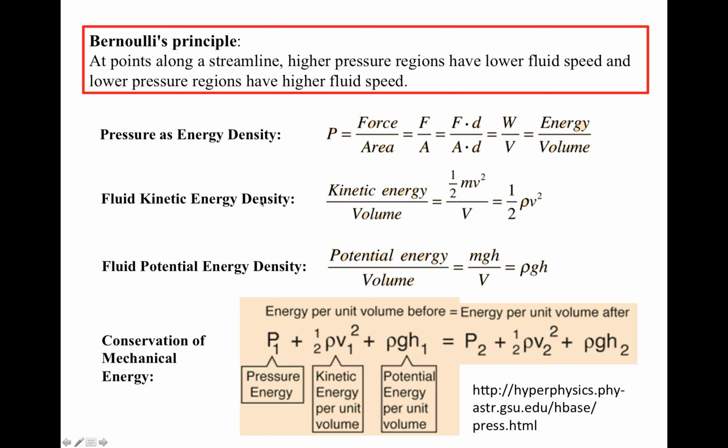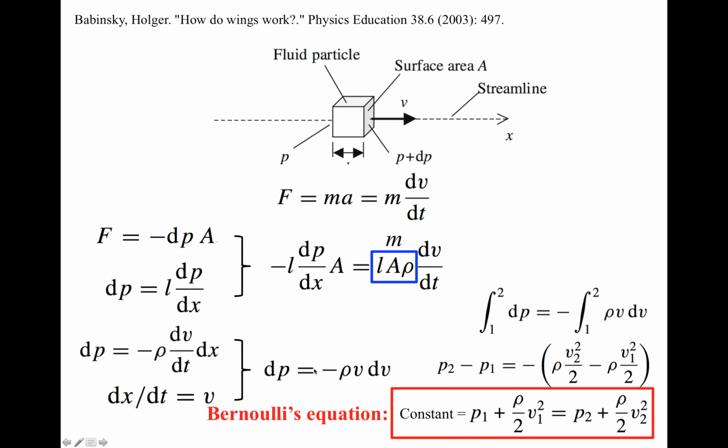And if we consider the energy densities, then it's just P plus 1/2 rho V squared plus rho g h. If we pick two arbitrary locations, location 1 and location 2, then the mechanical energy for position 1, the summation of these three terms, must equal the mechanical energy at position 2. So this equation is basically identical to the equation in the previous slide.